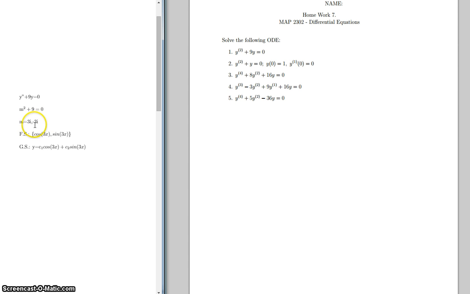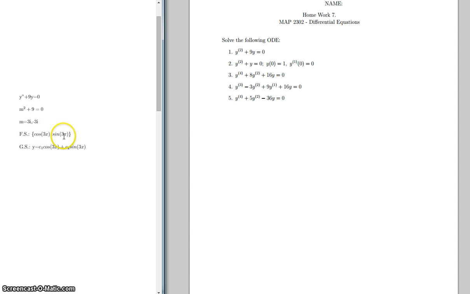Since alpha in our case is 0, because we have 0 plus 3i and 0 minus 3i, we have e to the 0 times cosine of beta, which is 3x, and then e to the 0 times sine of beta, which is 3x. And of course, e to the power of 0 is 1, so we just have cosine 3x and sine 3x as our fundamental set of solutions.